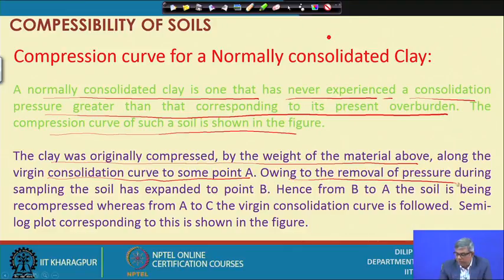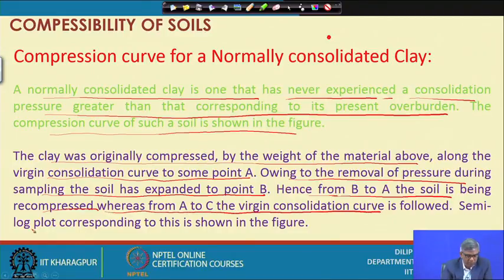Owing to the removal of the pressure during sampling, the soil has expanded to a point B, which I have shown. I will show it once again. Hence, from B to A the soil is being recompressed, that is recompression, whereas from A to C is the virgin consolidation curve. So, the semi-log plot corresponding to this is shown in the figure.